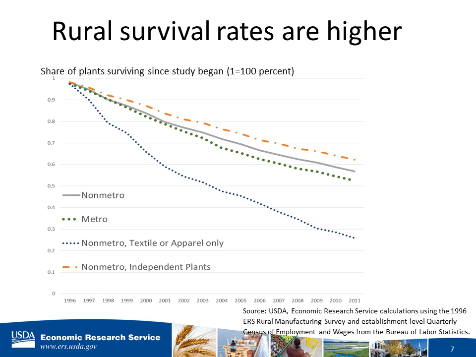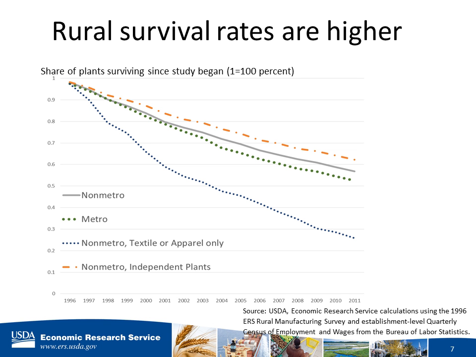All right, let me just start with some summary statistics. Just over half the plants survived the duration of the 15-year study period. So 55% of all plants overall survived. Rural plants were more likely to survive at 57%, and urban plants had a 52% survival rate.